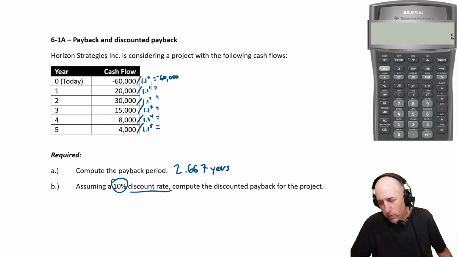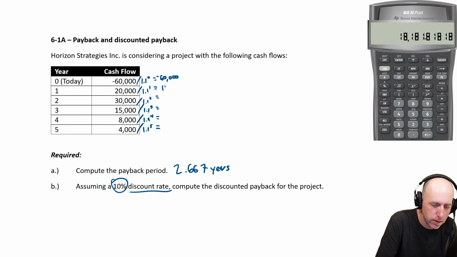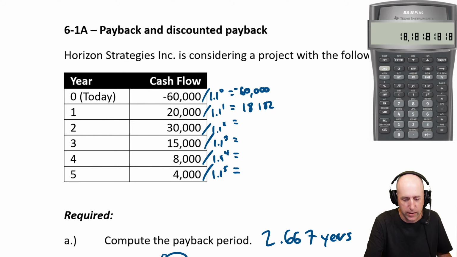20,000 divided by 1.1 to the 1st power. 20,000 divided by 1.1 is 18,182. That's positive. So the first one, I put a little negative. It might be hard to see there, but I did squeeze a negative in. This is a positive number. Every other number here is a positive cash flow.